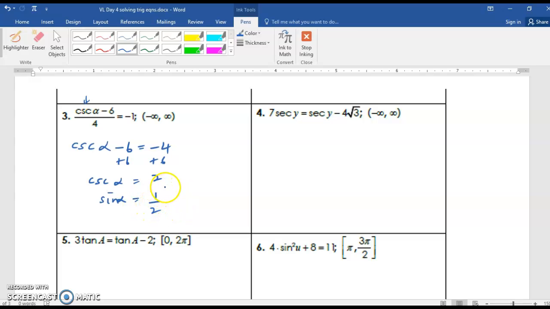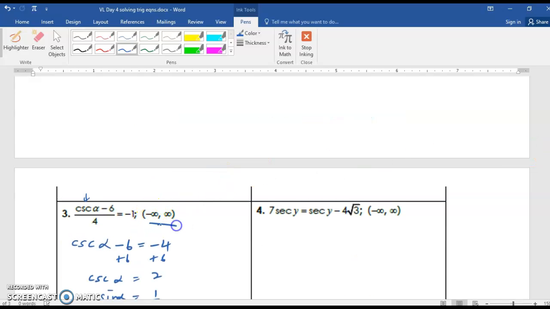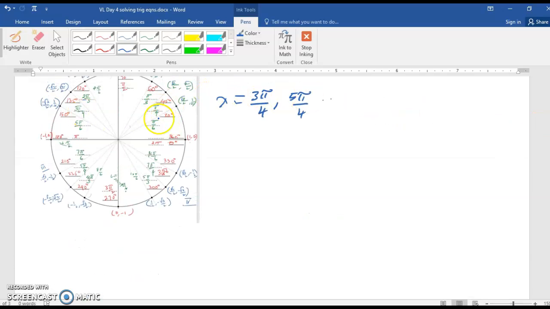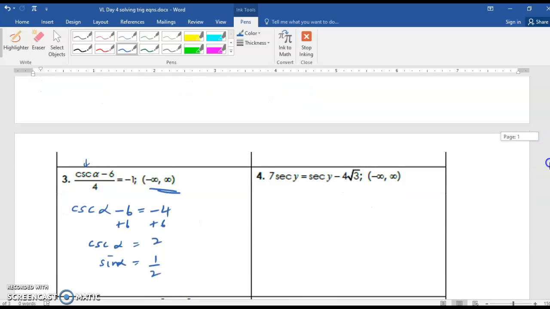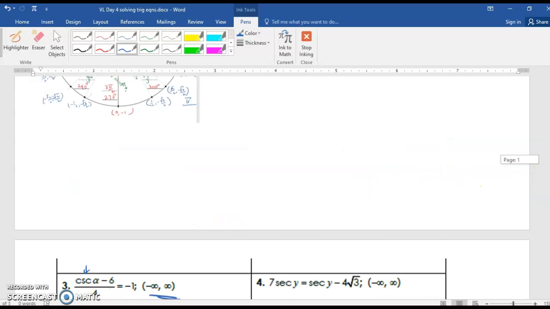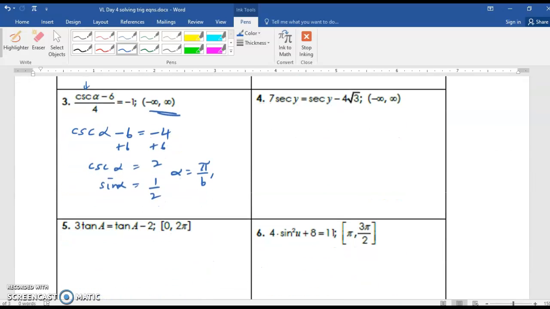So on top of my head, I can think of sine alpha as half at 30 degrees. And here it says negative infinity to infinity. It is positive in the first and second quadrants. So at a 30-degree angle and a 150-degree angle, that is where sine is half. So at pi over 6 and 5 pi over 6. And in the other two places, it is negative. So here the angle alpha is pi over 6 or 5 pi over 6. Is it 5? I think it is 5 pi over 6. Yeah, just to make sure.